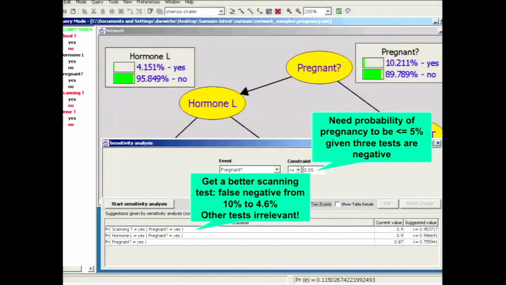And if you remember, the highlight from this example was that the other 2 tests are not relevant. They will not allow you to get this result. It doesn't matter how you change the false positive or false negative of these 2 tests. And now you see what's happening underneath and how SAMIAM was able to get these results.